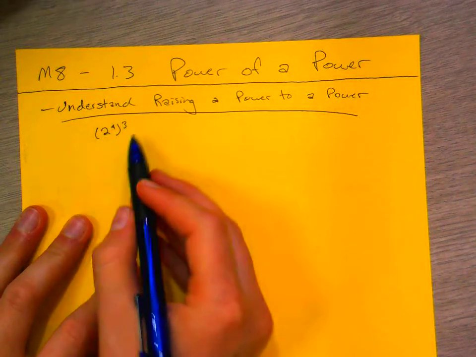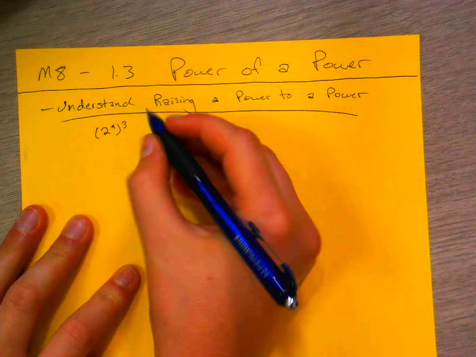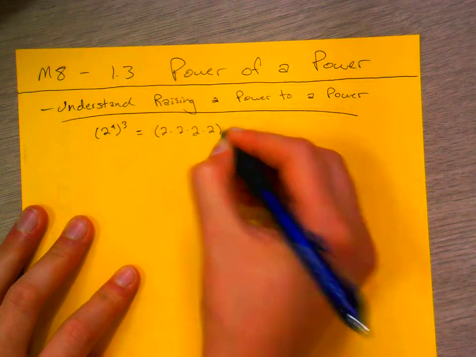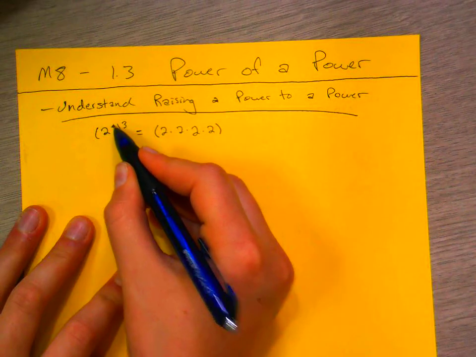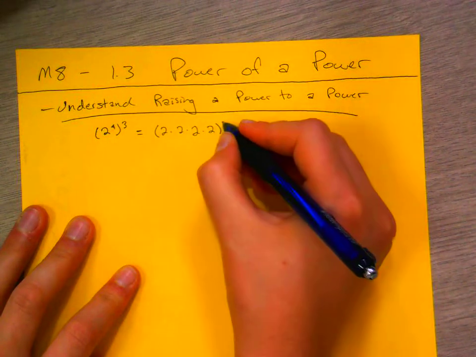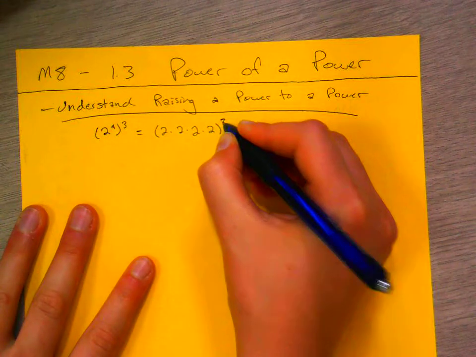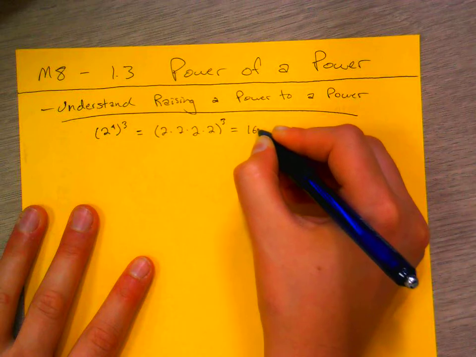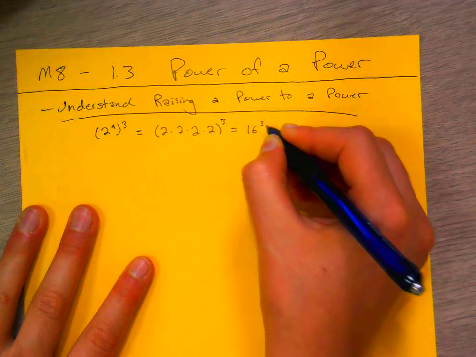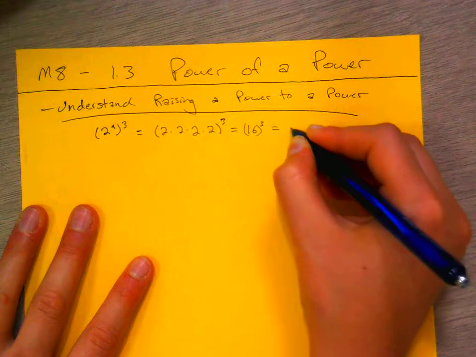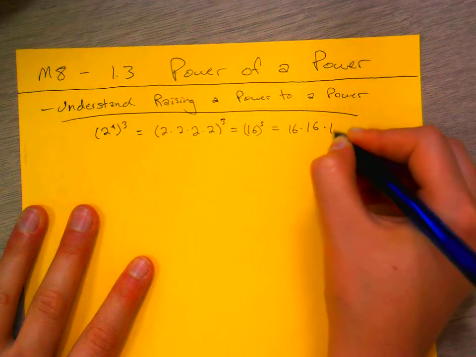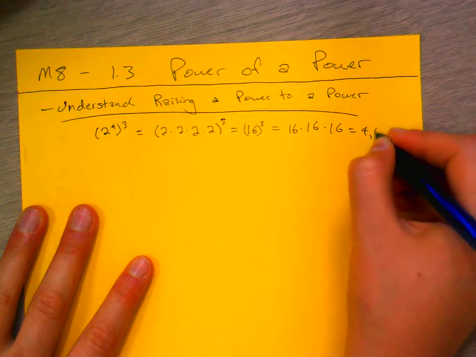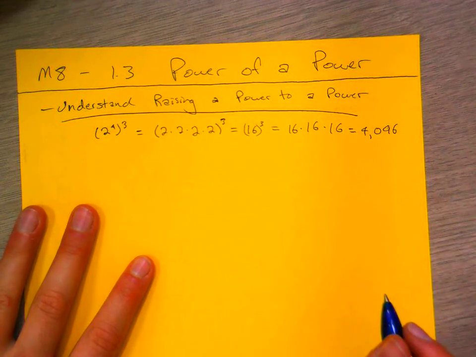We can understand this expression. Let's first evaluate inside the parentheses: 2 times 2 times 2 times 2. We have the base 4 times because the exponent is 4: 1, 2, 3, 4. The whole thing is cubed. Let's evaluate what's inside. 2 times 2 times 2 times 2 is 16, all to the power of 3. That was inside the parentheses. Let's evaluate this: 16 times 16 times 16, and we can find that the whole thing is 4,096.